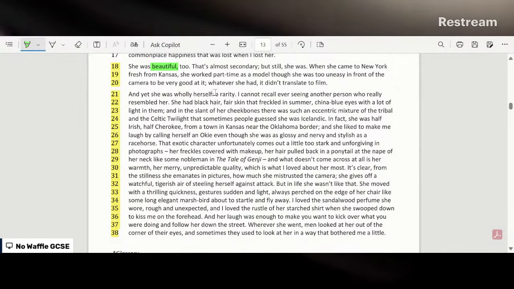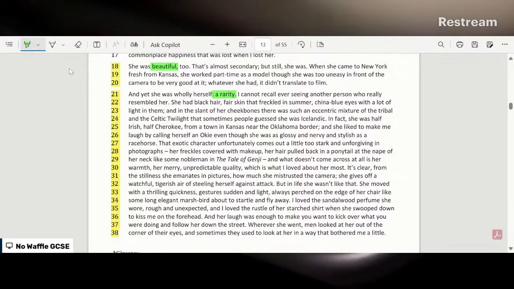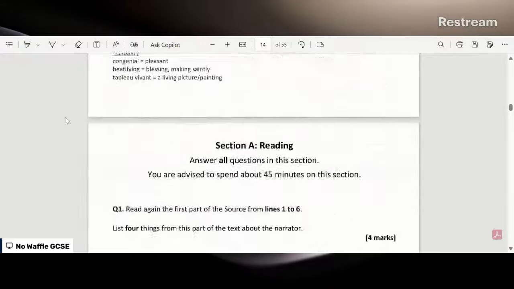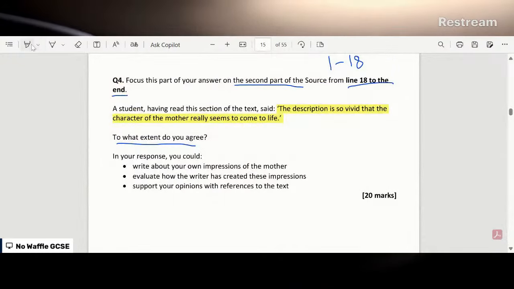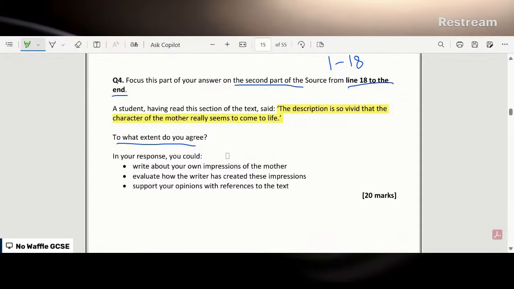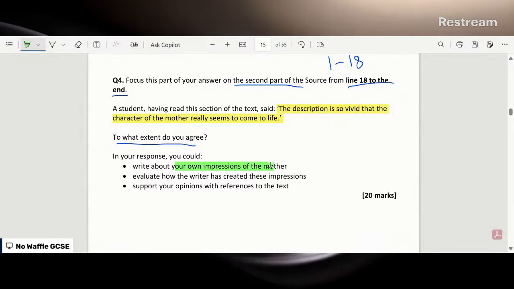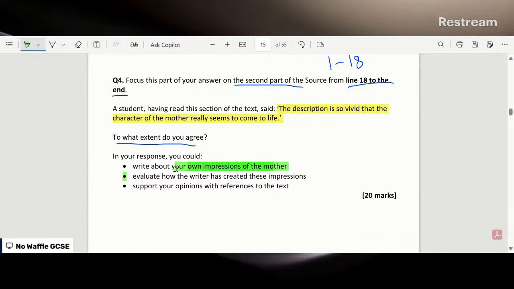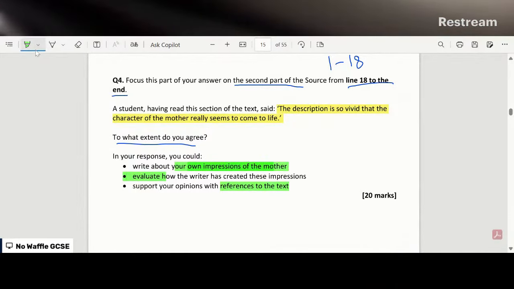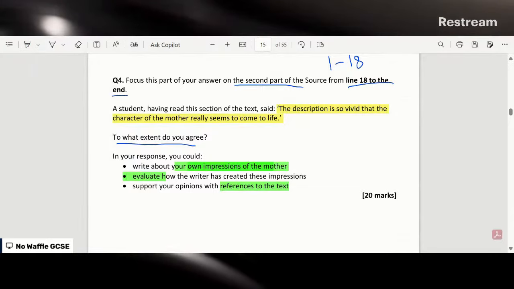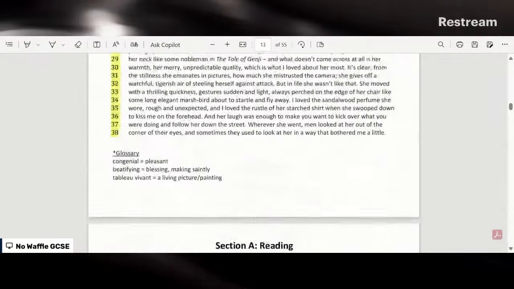So you can talk about the use of a colon here, because let's see, in the question, we're not limited to just speaking about language, are we? Let me just double check. No, so we can speak about anything. Write about your own impressions, evaluate, with references to the text. You can speak about language, form, structure. So yeah, 100% we want to talk about grammar because that's something that students often forget.